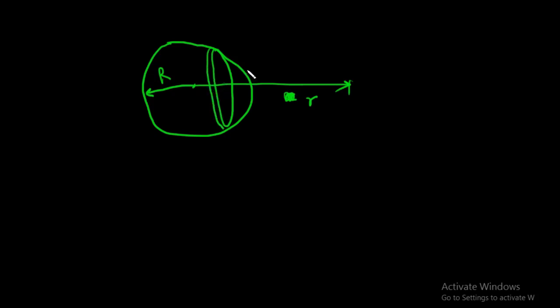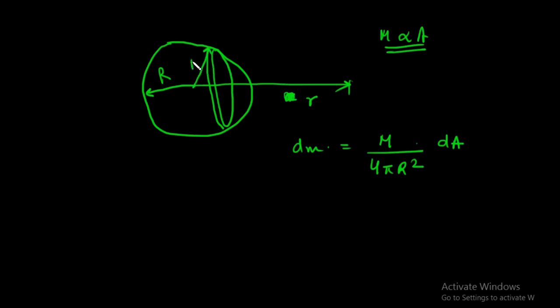So now, since this is a shell, mass would be dependent on area. As I already told you, if this is hollow, mass is dependent on area. So let us consider this mass of the spherical shell to be dm. Okay, so what would be dm? dm would be the mass of the spherical shell divided by the area of the spherical shell, which is 4 pi r squared, times dA, which is the area of this ring. Okay, so this is the distance r. Let me give you this very clearly.